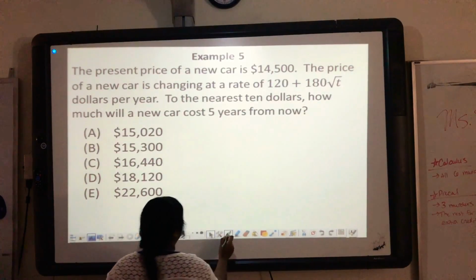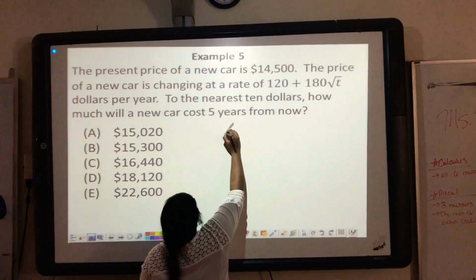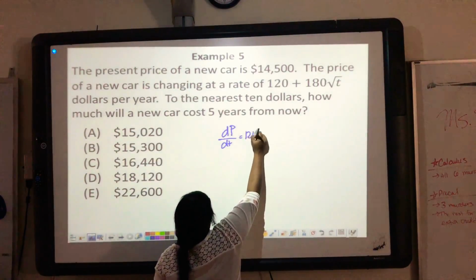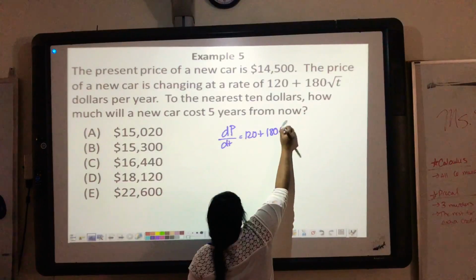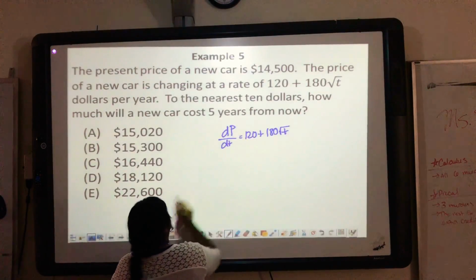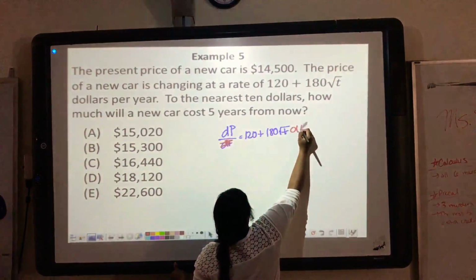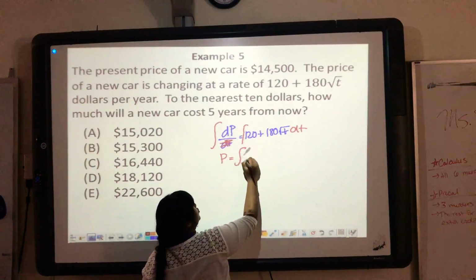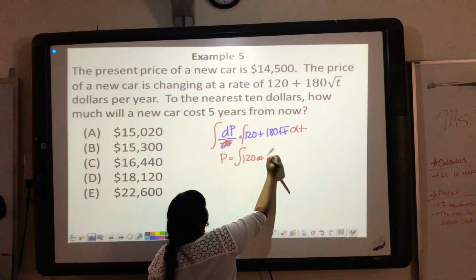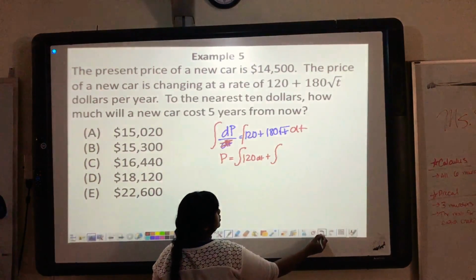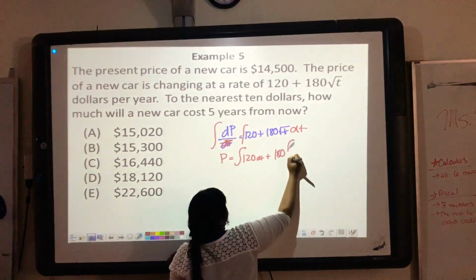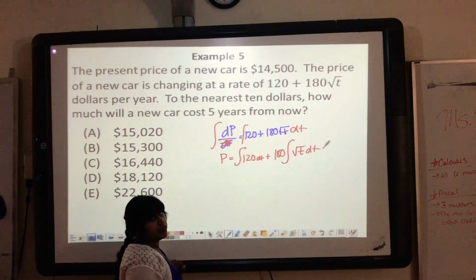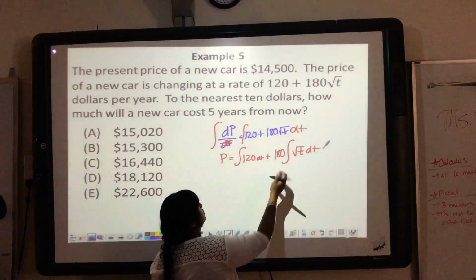Okay, so let's go ahead and start. We're going to call our rate, our price, dp/dt, is equal to 120 plus 180 square root of t. We're going to bring that dt over, and then we're going to integrate. So my p-value is going to be equal to the integral of 120 dt plus 180 times the integral of the square root of t dt. So this was just my sum and difference rule, and of course a constant multiple.